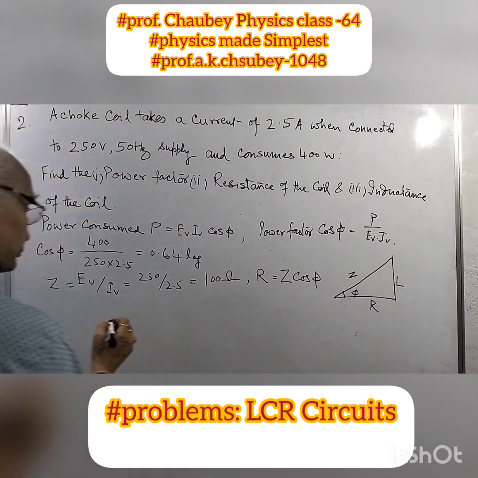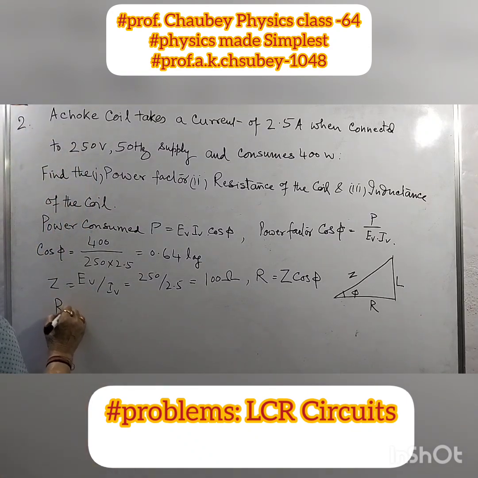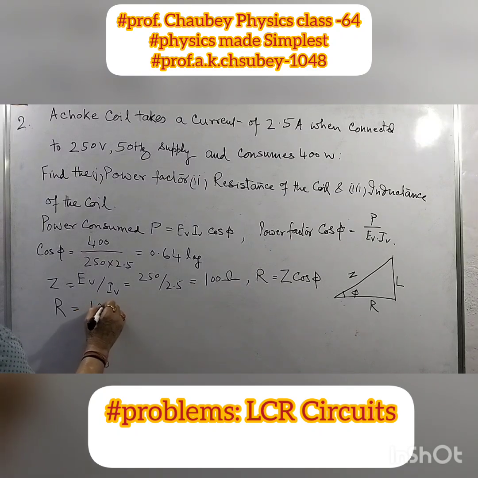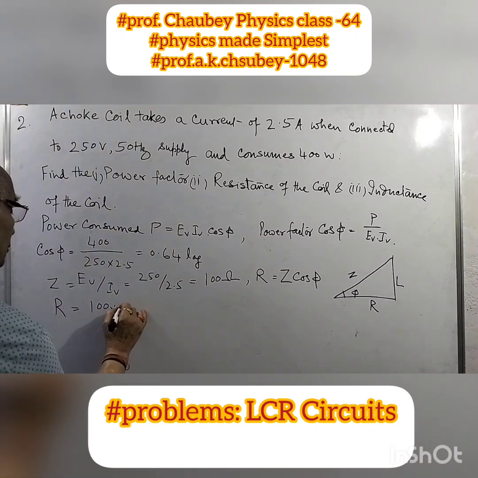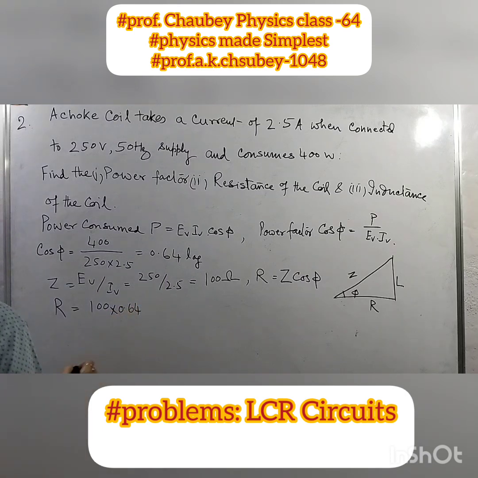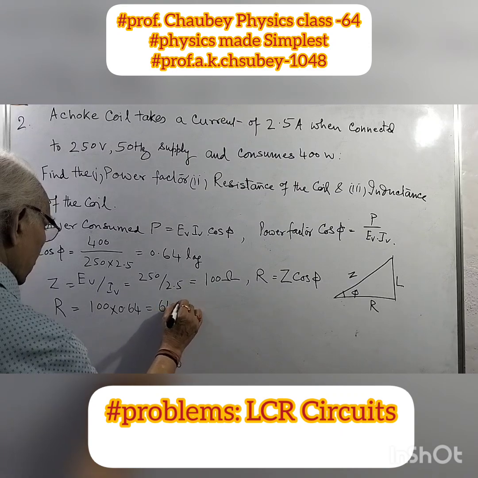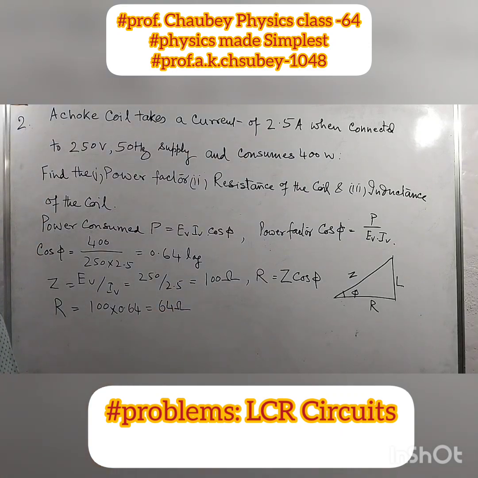So the resistance R of the circuit is Z. Z is 100 into cos phi. Cos phi is 0.64. So this is 64 ohm. R is 64 ohm.